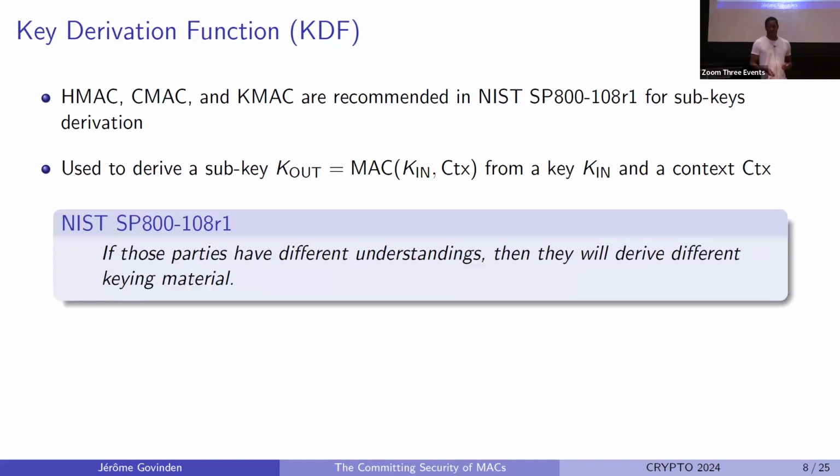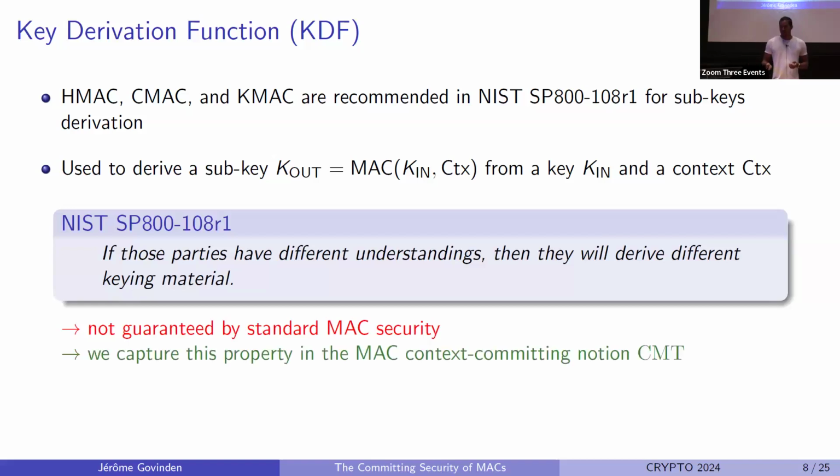The NIST special publication 800-108 then recommends adding such context, as it would provide insurance that if the parties have different understandings of how to compute this context, then they would derive different keys. However, such a property is not guaranteed by the standard MAC security. Thus, we capture this property into a new security notion we call MAC context committing security. And as our analysis will later show, CMAC, which is one of the recommended algorithms, is in fact not context committing.